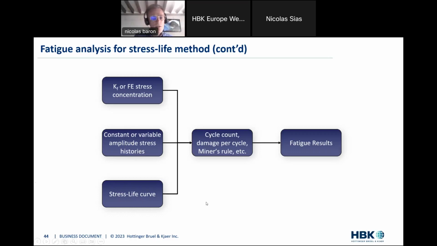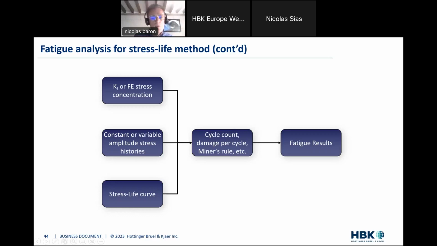The third input is the stress life curve, sometimes called the Wöhler curve. There are different formulations. What does it mean here? It means we need a way to relate the amplitude of the stress with the number of cycles that my component can withstand at that given stress value. And the stress life curve is just that. It's a curve, a line that expresses the relationship that exists between the stress and the number of cycles that the component can withstand at that given stress.